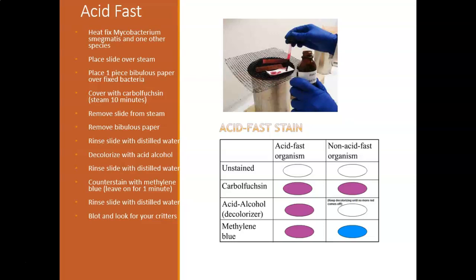You then rinse the slide using distilled water and then decolorize using acid alcohol. So this is different from acetone. Acid alcohol contains hydrochloric acid in it, a very small amount, but it does contain hydrochloric acid. You decolorize for between 30 and 50 seconds until the slide runs clean in general, and then rinse again with distilled water, and then you counterstain with methylene blue. Leave the methylene blue on for 1 minute. Sometimes I use it for 2 minutes because methylene blue is a little bit slower at staining. Rinse the slide with distilled water and then blot under bibulous paper and look at your bacteria.